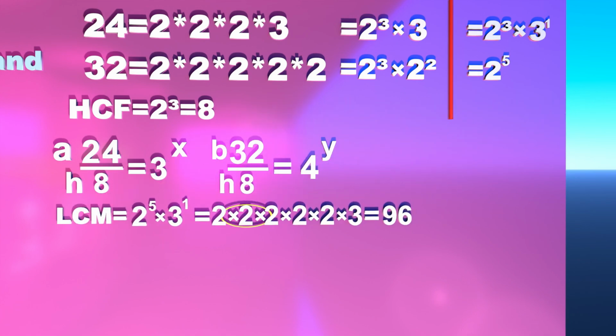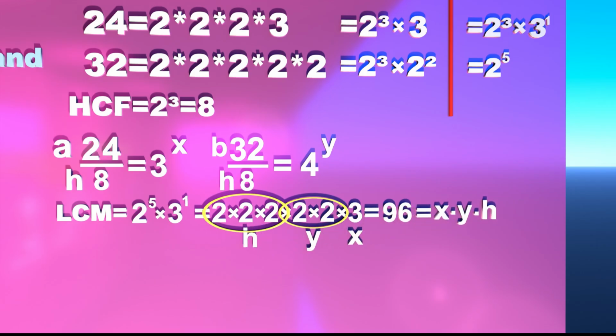Notice that 2 into 2 into 2 is 8, which can be written as H, means HCF. In the same way, we can write 2 into 2 as Y, because we just considered 4 as Y, and 2 into 2 is 4. Now tell me what is 3? 3 can be written as X, because we just considered 3 as X, means LCM is X into Y into H.